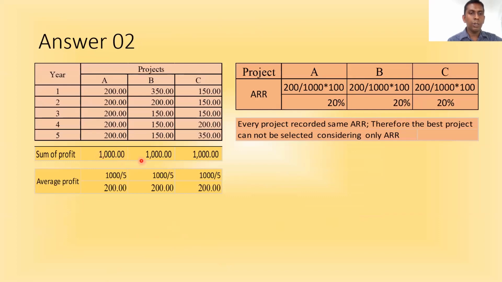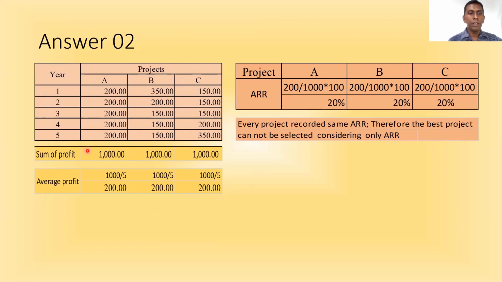Each and every project generates a sum of profit of 1,000 rupees each. Therefore, when you calculate the average profit, it is also the same. For each and every year we have different amounts of profits, but even though there is a difference, when you take the total of profits for the whole period of time, they are equal to each other.